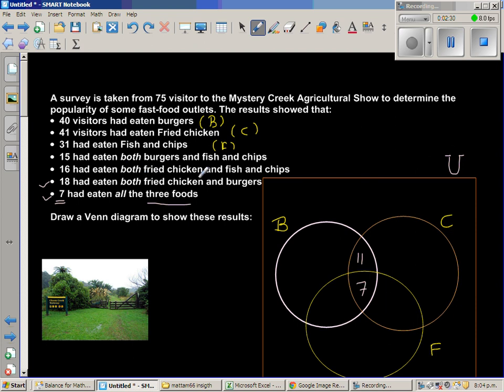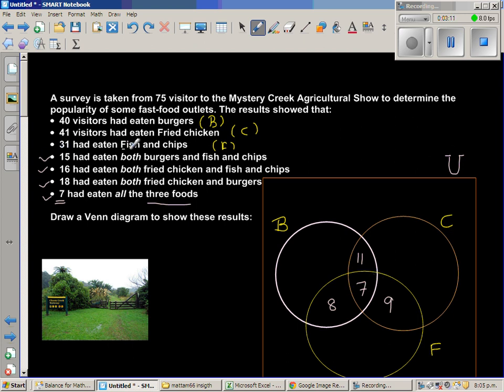16 had eaten fried chicken, this is chicken, and fish and chips. So 16 ate, and from 16 you have already written 7. So 16 take away 7 is 9. So 9 plus 7 is 16, so this is done. 15 had eaten burger and fish and chips. So this area is for burger and fish and chips, and 15 is what we want to write in this area. We have already written 7. So 15 take away 7 is 8, or 8 plus 7 is 15. Okay, so this is also done.